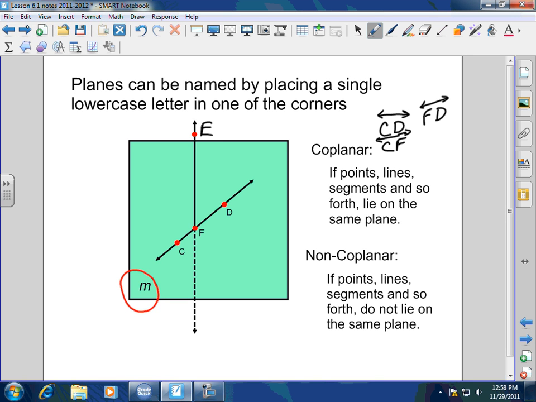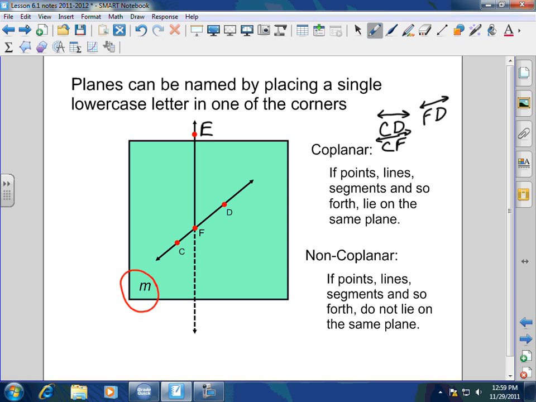Line EF. If you look at line EF, it's kind of hard to really determine from this picture, but think of it this way. EF is a vertical line going through the horizontal plane M. Think of putting a piece of paper in front of you flat, horizontal, and wedging a pencil right through the center of it, vertically. They're on two different planes. EF and CD are non-coplanar.